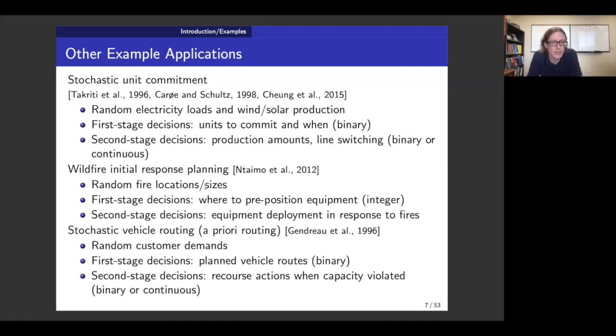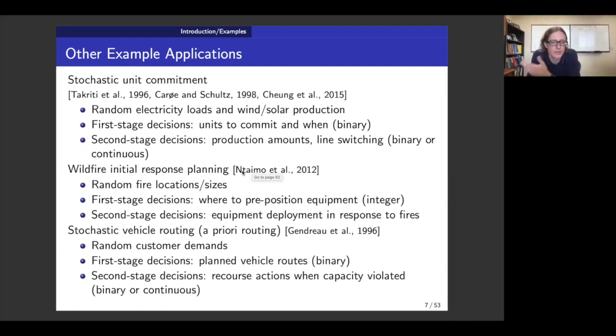There are some really nice example applications that Lewis and Taimo and co-authors have been working on in wildfire initial response planning. Here the random things are: where are these fires going to be happening? What's going to be the locations? How big might they be? In one of the models I remember reading from their group, the first stage decisions were pre-positioning equipment. These were integer decision variables saying how many bulldozers you should put in a particular location. That certainly is a discrete decision because you're only talking about 3 or 4 maybe bulldozers in different locations. Then in the second stage, once you've observed that a fire broke out, you have the question of how you should optimally deploy resources to do a good initial response to that fire.